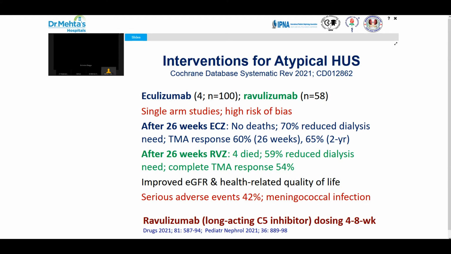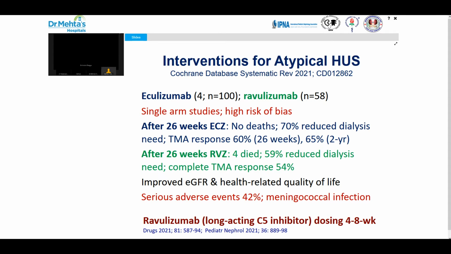In younger children below the weight of 20 kgs, perhaps you need to dose it 4 weekly, but overall it's 8 weekly dosing compared to eculizumab, which requires 2 to 3 weekly dosing. But whether you use either of these 2 agents, clearly the outcomes were far superior, and there was a complete TMA response in a very large proportion. So clearly the benefits of terminal complement blockade are there to see. They had some serious adverse events, and there is a small risk of meningococcal infections, which requires immunization and so on. We won't go into details on this.